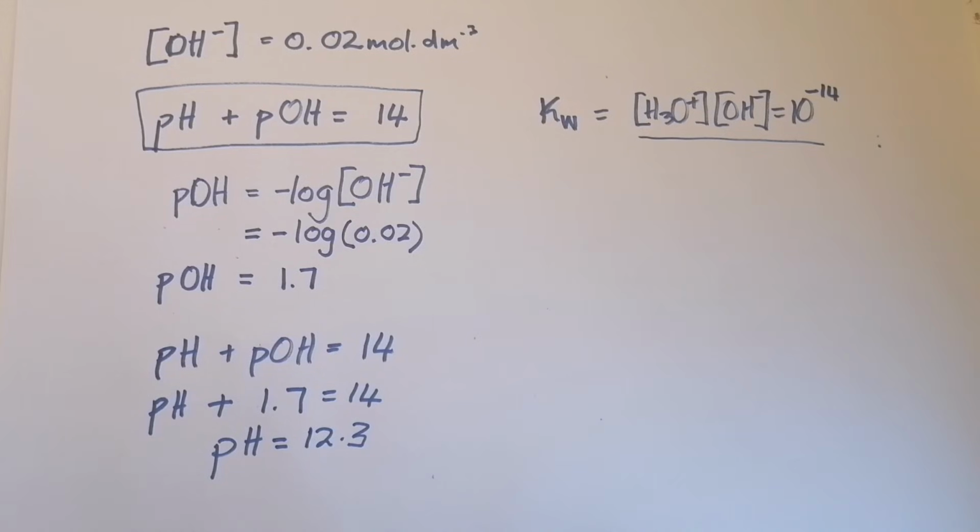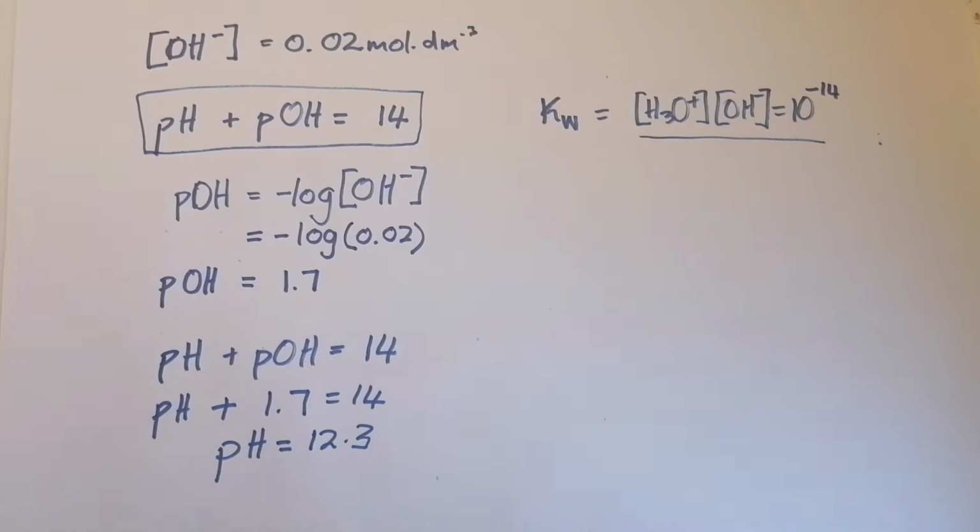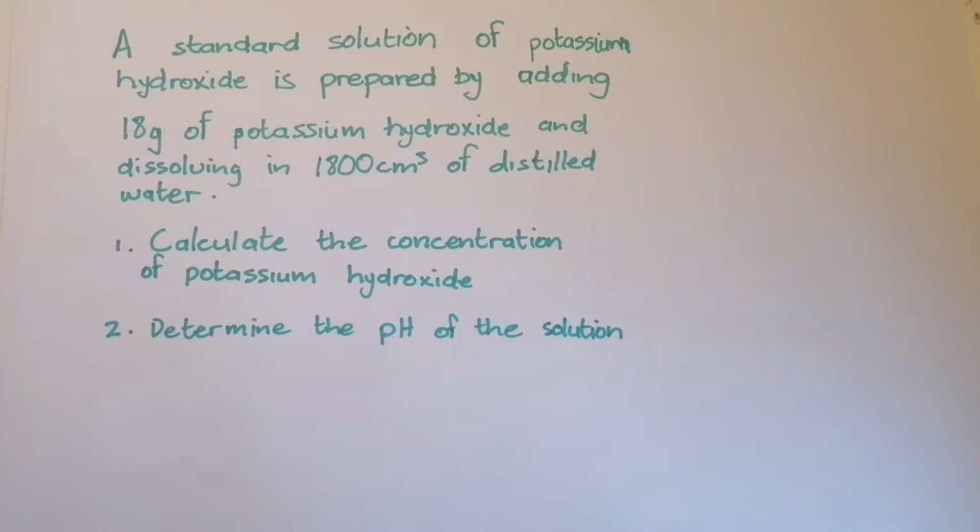Right, so let's do another example, where I'm going to try to explore using both methods. Is that fine? All right, let's go. So let's take this example. A standard solution of potassium hydroxide is prepared by adding 18 grams of potassium hydroxide and dissolving it in 1800 cubic centimeters of distilled water, right?